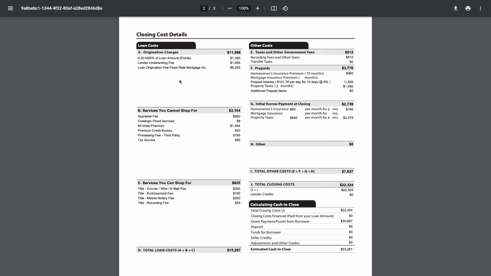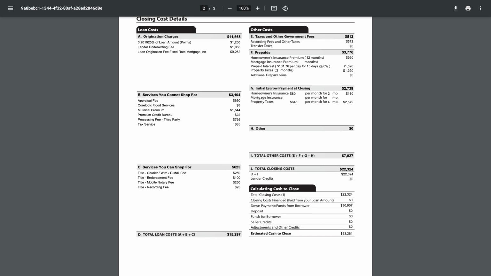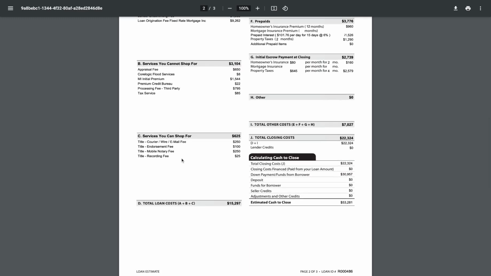These are all things that you want to discuss with your loan officer, making sure that you're on the same page with them. And then these are all the services that you cannot shop for. These are just required for the loan. So it's going to be listed there, from appraisal fees, credit report fees, things like that, right? Down on number C, these are items that you can shop for. So this is typically where you're going to find all your title fees, escrow fees as well. And it's going to be all lumped in there.